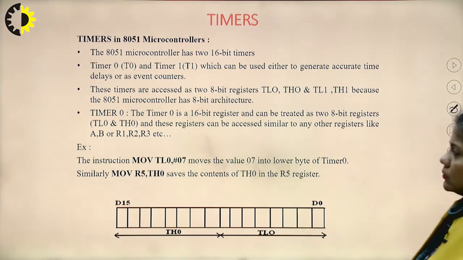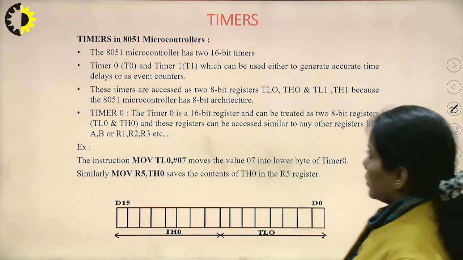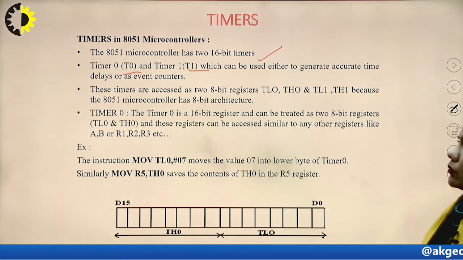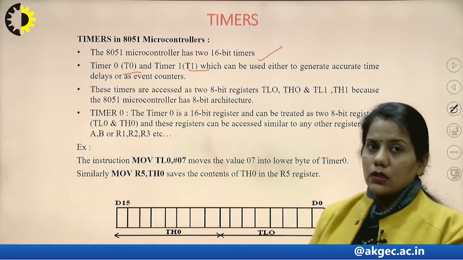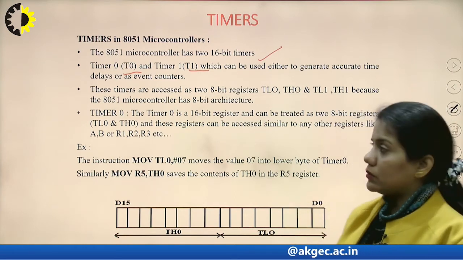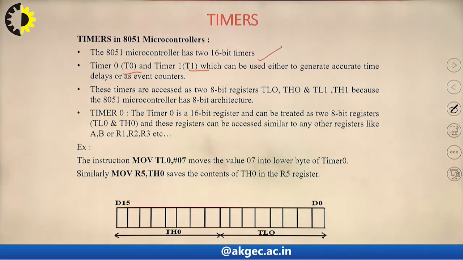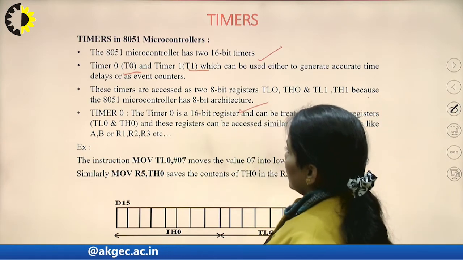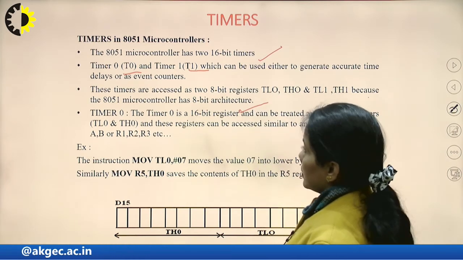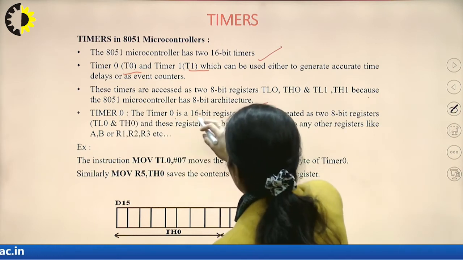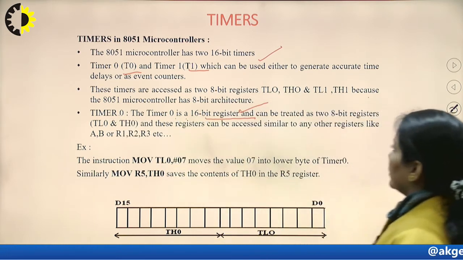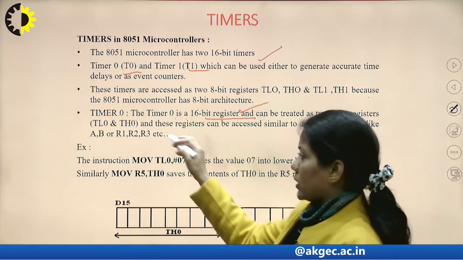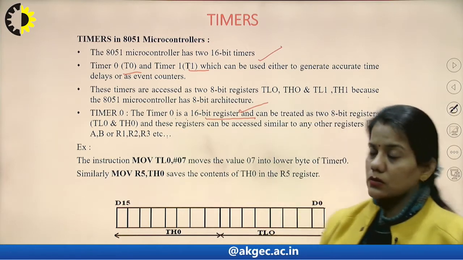Next, the timers in the 8051. It has two 16-bit timers, timer 0 and timer 1, and they can be used either to generate accurate time delays or as event counters. These are accessed as 8-bit registers, that is TL0, TH0, TL1, TH1, so these are the four 8-bit registers. Timer 0 is a 16-bit register and can be treated as two 8-bit registers, TL0 and TH0, and they can be accessed similar to other general purpose registers.